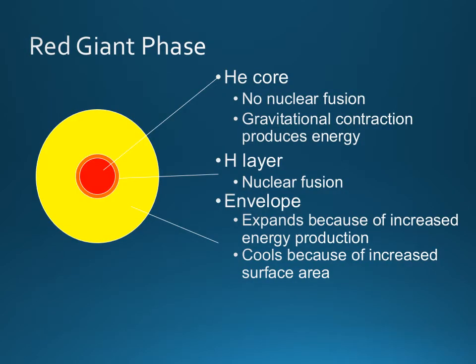A star in the red giant phase has a helium core where no nuclear fusion occurs, but gravitational contraction does produce energy. The collapse causes the region around the core to heat up to the point where nuclear fusion can occur in a hydrogen layer surrounding the helium core. The outer envelope, the visible surface, expands because of increased energy production below the surface. The outer surface cools because of the increased surface area. Since the star is expanding but cooling, the overall luminosity increases.